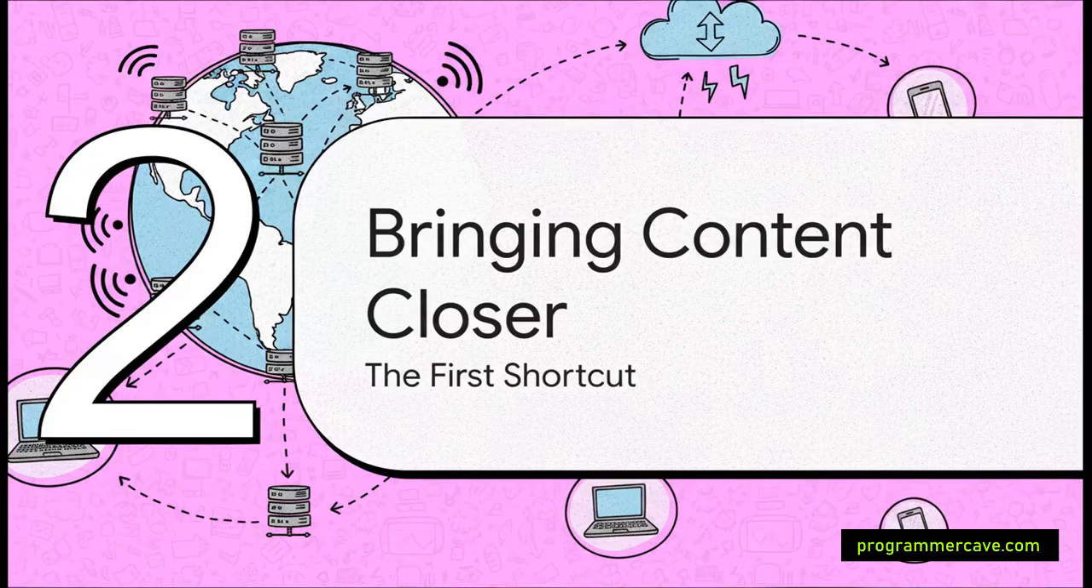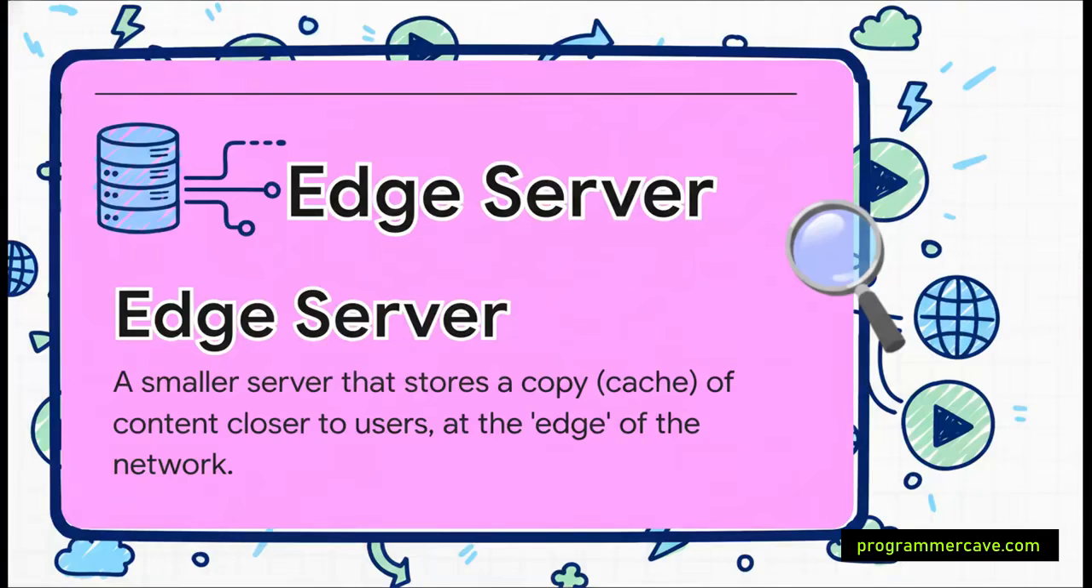So, if the problem is distance, what's the most straightforward solution? Well, you shorten the distance, right? So let's check out the first really clever shortcut engineers came up with to do just that. And that brings us to the edge server. The idea here is genius in its simplicity. Instead of having just one giant server way over on the other side of the world, what if we put smaller servers right at the edge of the network, way, way closer to where people actually live? Now, these servers don't hold everything. They just store a temporary copy, what we call a cache, of the most popular content.